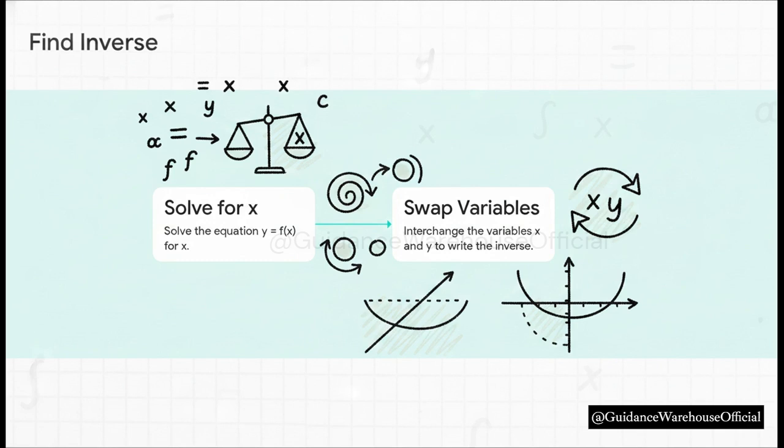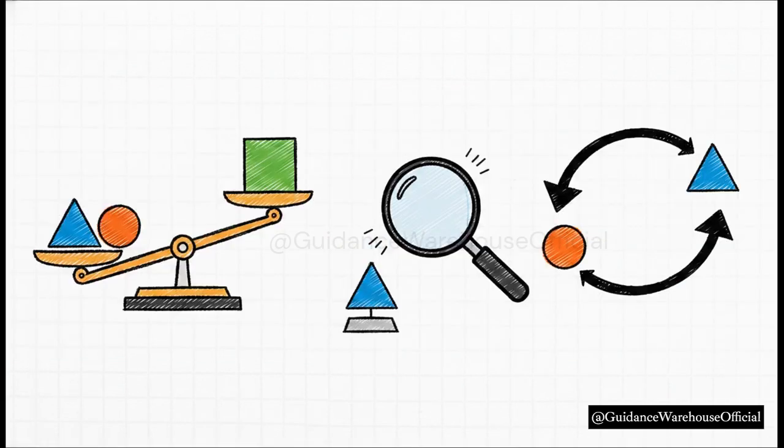Step 1, write out the equation as y equals f of x, and use your algebra skills to solve for x. Step 2, once x is completely by itself, you simply interchange or swap the variables x and y. That new equation? That's your inverse function. Let's make this super concrete with an example. Imagine I write the function f of x equals 3x minus 4 on the board.